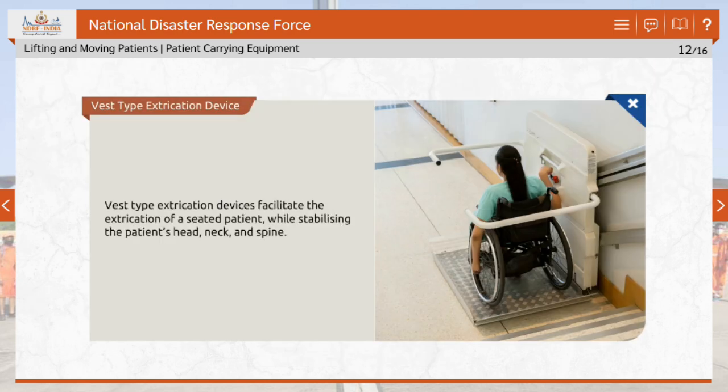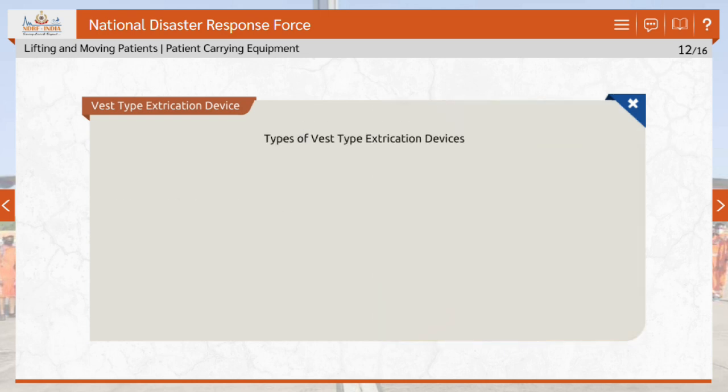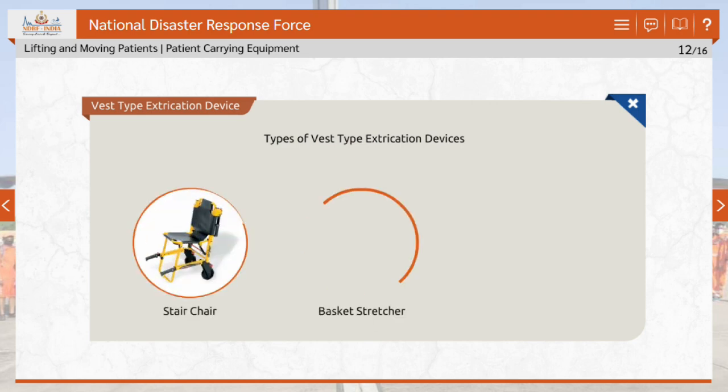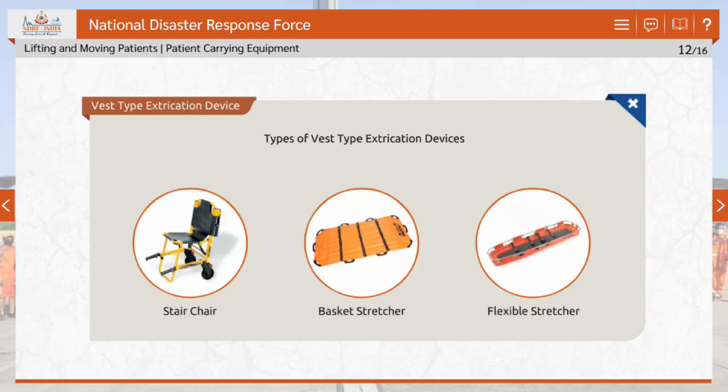Vest-type extrication devices facilitate the extrication of a seated patient while stabilizing the patient's head, neck, and spine. It is commonly used in vehicle extrication. The different types of vest-type extrication devices are stair chair, basket stretcher, and flexible stretcher.